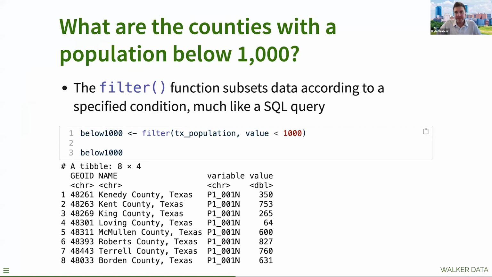The filter function then, that's what you're going to use to subset your data like a SQL query. So for those of you who come from a SQL background, you'll be familiar with, say, a select from Texas population where, let's say, value is less than 1,000. If we want to know what are the counties with a population below 1,000. I showed you how to do that interactively, but that didn't create any sort of data object. We want to have a record of that. We want to integrate it into a workflow. And so here, you'll notice I'm using code to create a new data object named below 1,000. That's the result of the filter function.